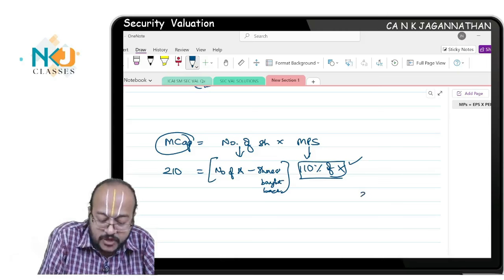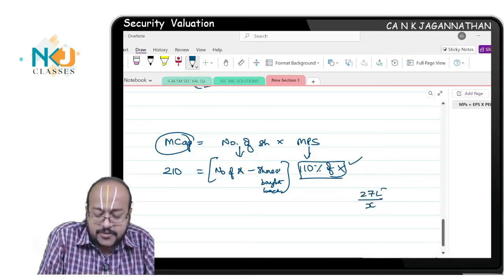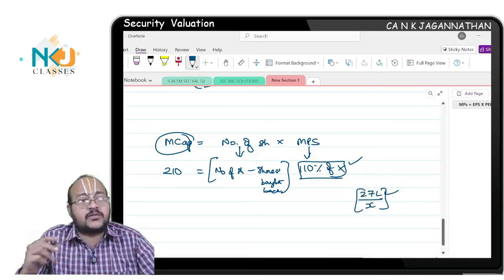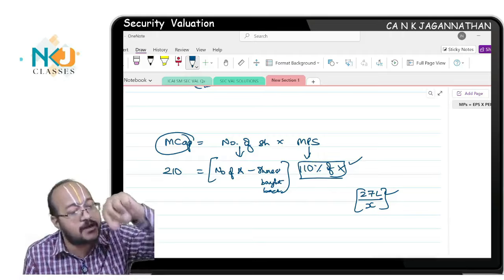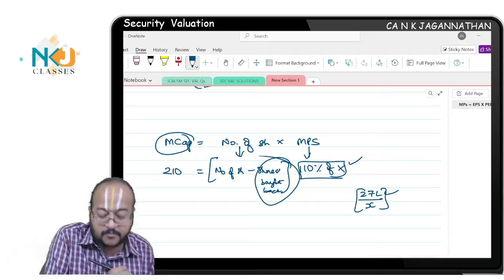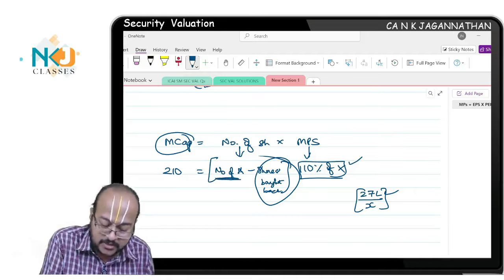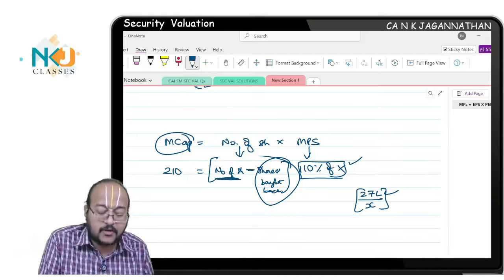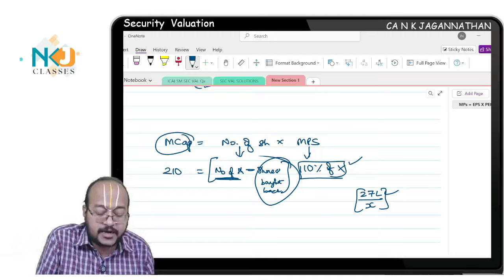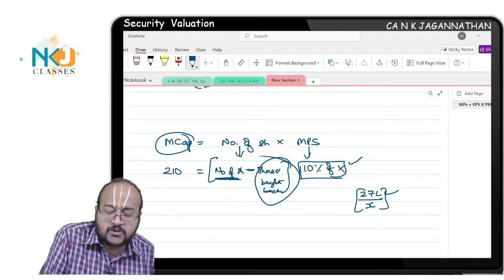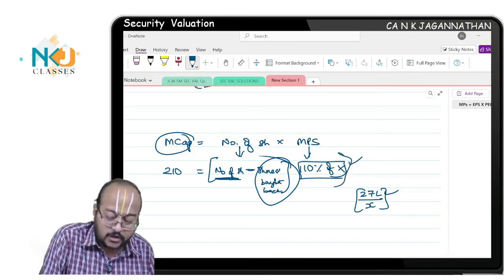Well, the value of shares to be bought back, 27 lakhs, divided by the buyback price will give you the number of shares to be bought back. Agreed? Then the number of existing shares minus the shares to be bought back will give you the number of shares after the buyback, into the market price of the shares after buyback, which is nothing but 110% of the buyback price, into X. So equate it to 210, and you will arrive at the value.